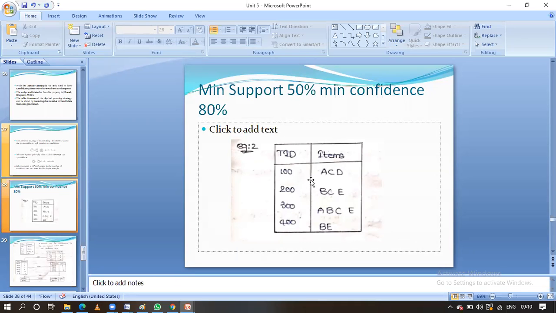Just solve this problem. First we have to write down the candidate 1 item set. After that we have to prune it, and then proceed to the candidate 2 item set. Again we have to write down the counts for the 2 item set and proceed to pruning. After that we generate the candidate 3 item set. Likewise we have to proceed. I want you to try this one.